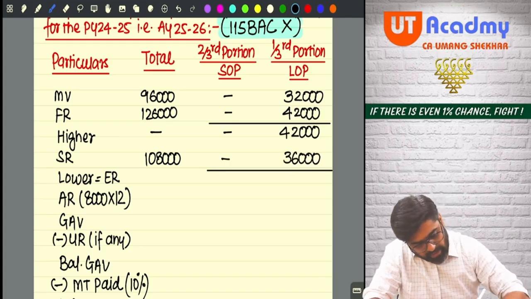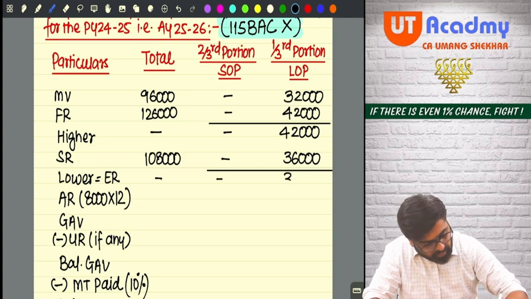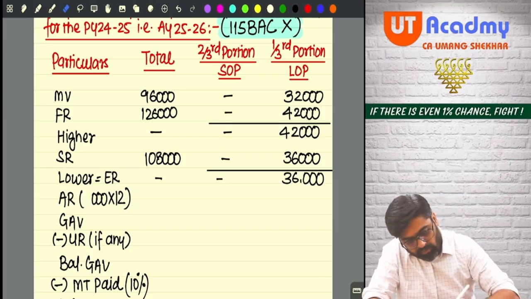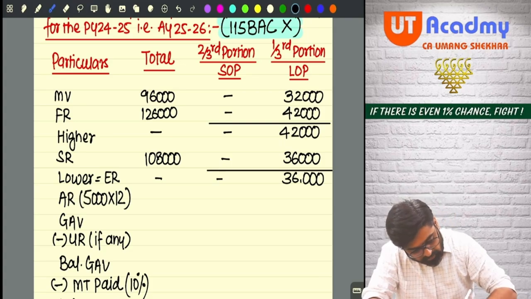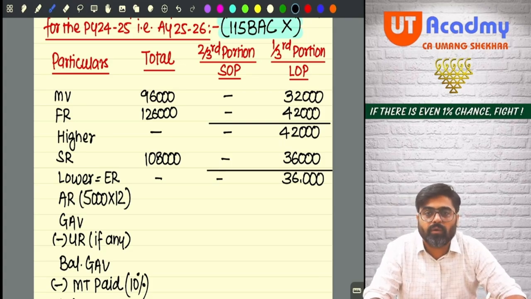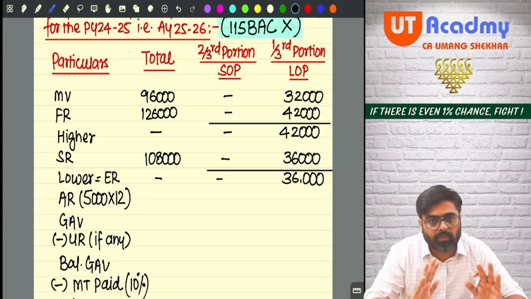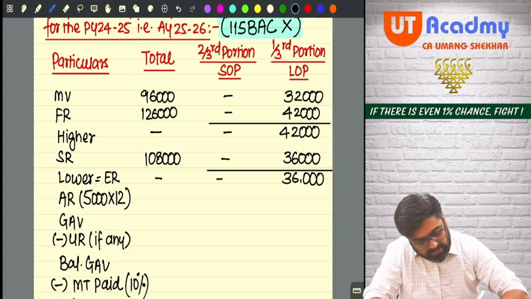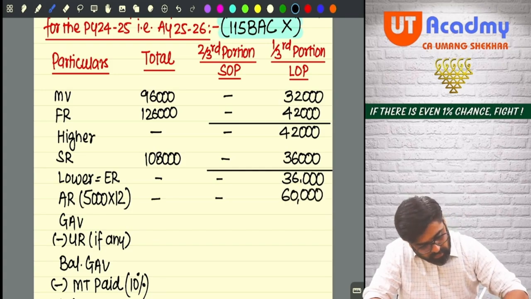There should not be any problem till here. Till here your answer should be 36,000. Yes or no? Now tell me, actual rent is how much? 5,000 rupees per month. And if nothing is mentioned about vacancy and all, meaning that for the full year the property is let out, so let out period is 12 months. 12 months into 5,000 will give me 60,000. So that 60,000 I will write down here. So now you tell me GAV would be 60,000 only.